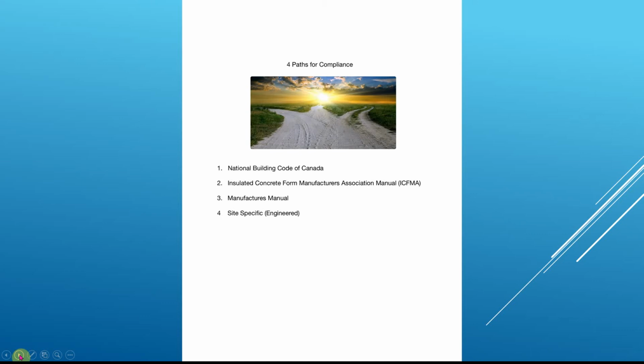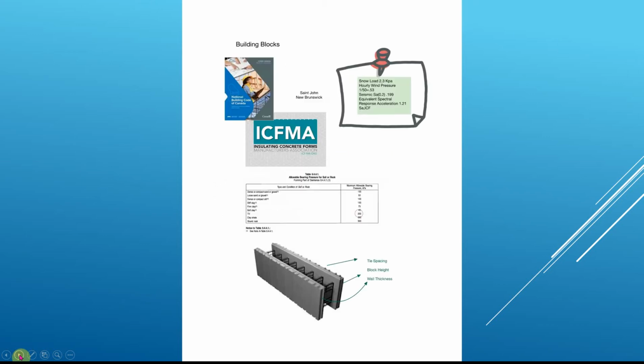Now the other one is a manufacturer's manual directly from the manufacturer itself. They may have chosen that route, but one of the things you have to watch for is to make sure the manual is current for the code you're dealing with. Like here in New Brunswick, we're at the 2015 National Building Code, and we want to make sure the manufacturer's manual references the 2015 code. And the fourth way, which would be more site specific, would be an engineered system. So that gives you 4 paths for compliance, which gives you quite a few options.